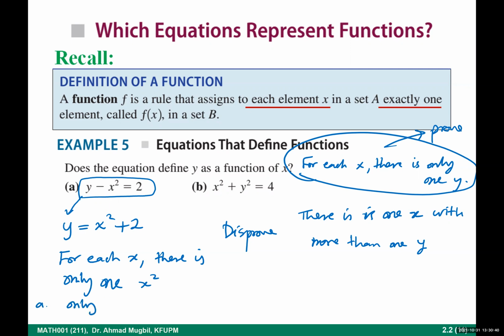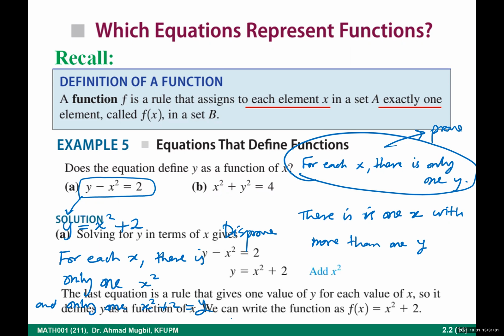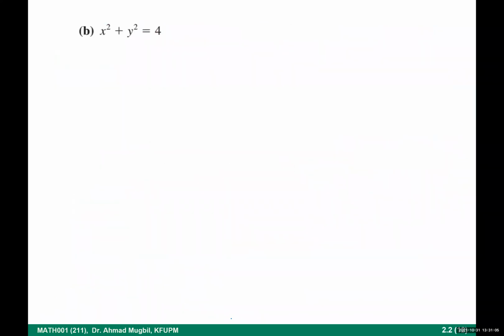And also only one x squared plus 2. Is that right? Are you going to have two values if you add 2? No. So you have only one x squared plus 2, it is y. So this is a short proof just to show how you can show it in general. The details are here. And also the graph is here by both methods. Let's go to the next one.